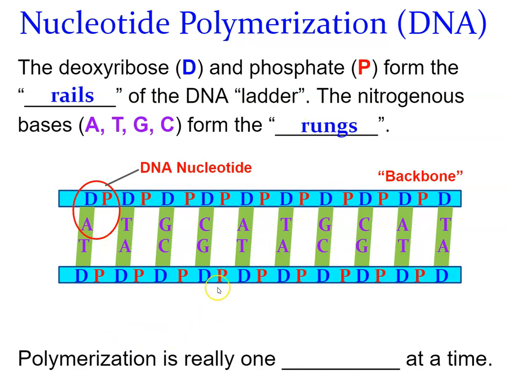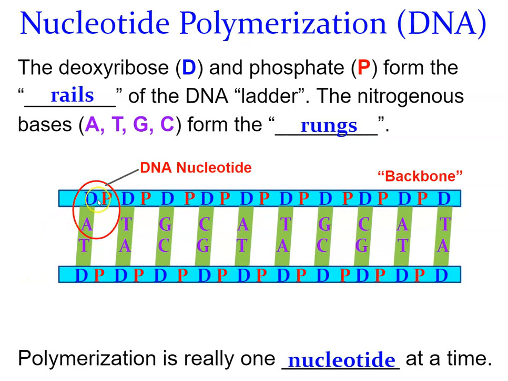Now, the way we built this is not the way that DNA is actually built. It's actually polymerized one nucleotide at a time. So deoxyribose, phosphate, and a nitrogenous base is what makes up a nucleotide. So one nucleotide at a time would be added to form the polynucleotides that make up DNA. And you'll see how that works when we do our lab, where you're going to be both replicating DNA and also transcribing RNA from DNA. Both of those involve nucleotides being strung together into polynucleotides.